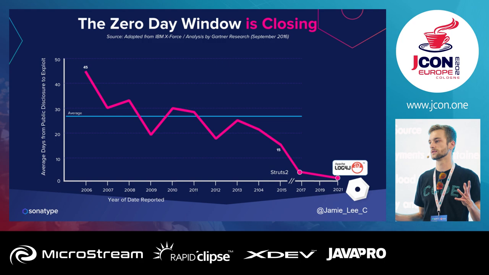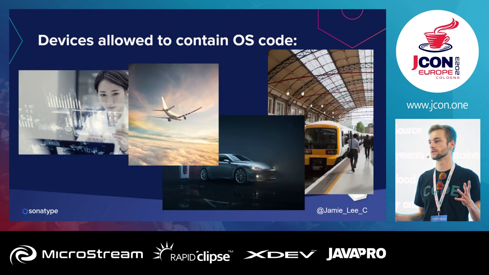Now, the problem is we use open source code in everything. Insulin pumps have open source code. Aircraft have open source code. Cars have open source code. Even the train systems all have open source code. I remember a few years ago, I can't remember where I was in Germany, I think it was at EclipseCon, someone hacked the train system in Germany and shut down the trains. I can't remember the details, but it caused complete chaos.